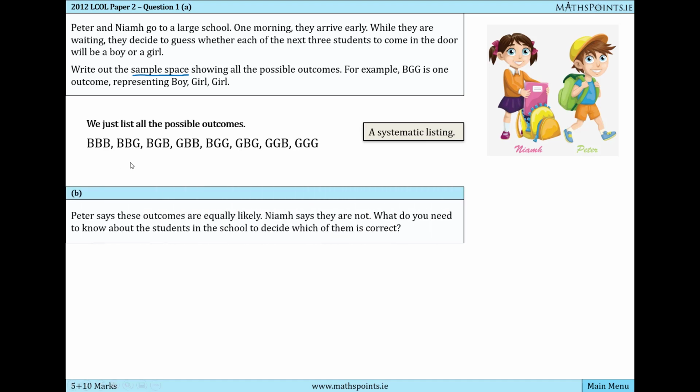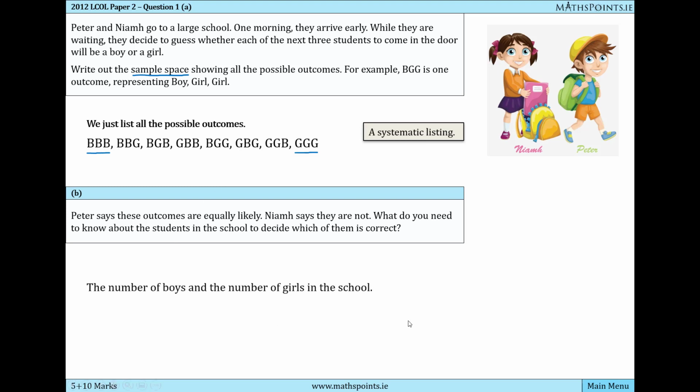Peter says that these outcomes are equally likely, and Neve says they are not. What do we need to know about the students in the school to decide which of them is correct? So what Peter is saying is that it's equally likely that the next three students through the school will be a boy, boy, boy, as it will be that they'll be a girl, girl, girl. So what we'll need to know in this question is if there's an equal number of boys as there is girls in the particular school.